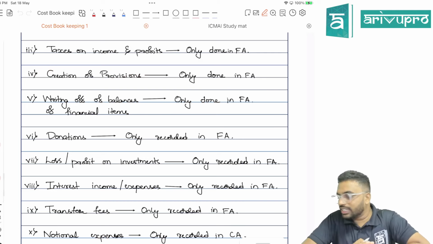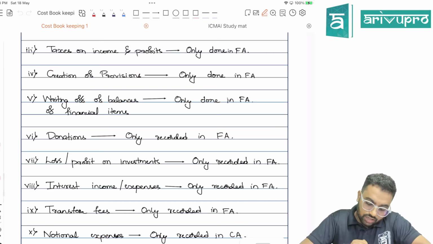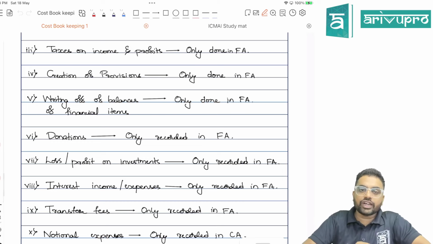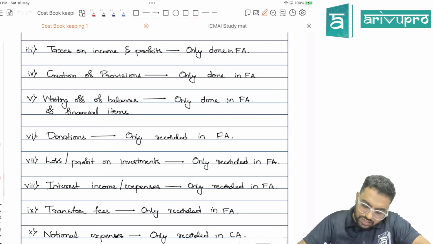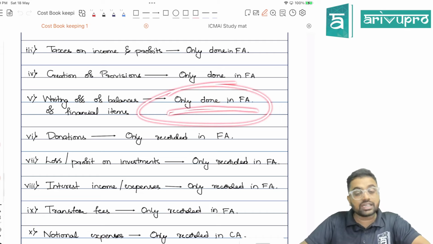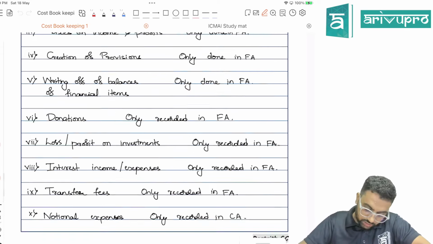Provisions come only in the financial accounts but not in the cost accounts. Certain writing off will also be there, no? Bad debt writing off, etc. That writing off also happens only in the financial accounts but not in the cost accounts.